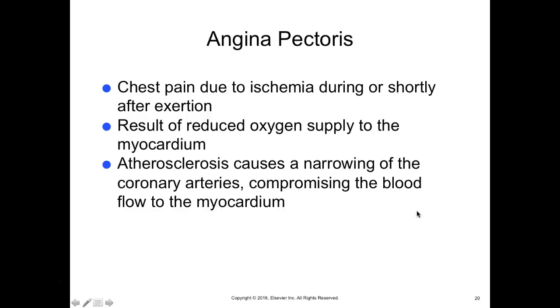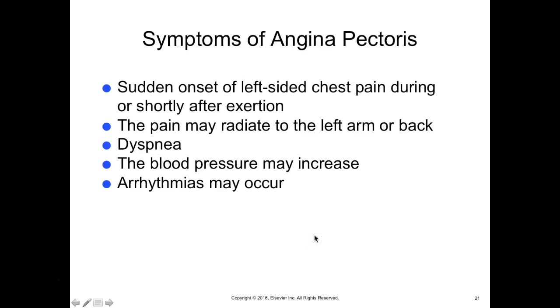So chest pain with angina pectoris is due to ischemia, and that's usually with any type of exertion. And so there's reduced oxygen to the myocardium. And then atherosclerosis causes the narrowing. Symptoms: sudden onset of left-sided chest pain, and they may have pain into the arm or the back, which we call referred pain. Dyspnea, blood pressure may increase, and arrhythmias may occur as well.